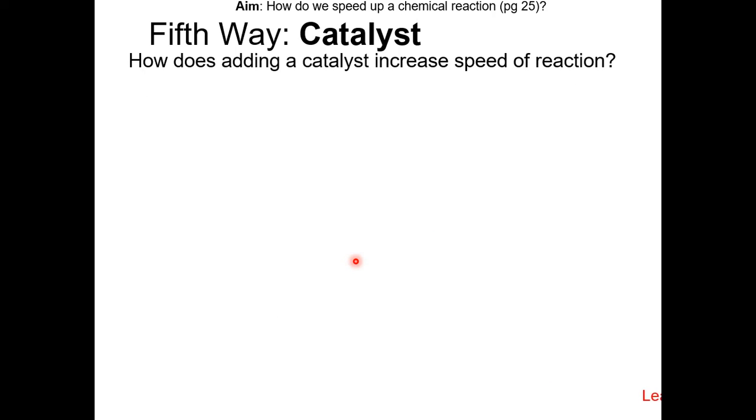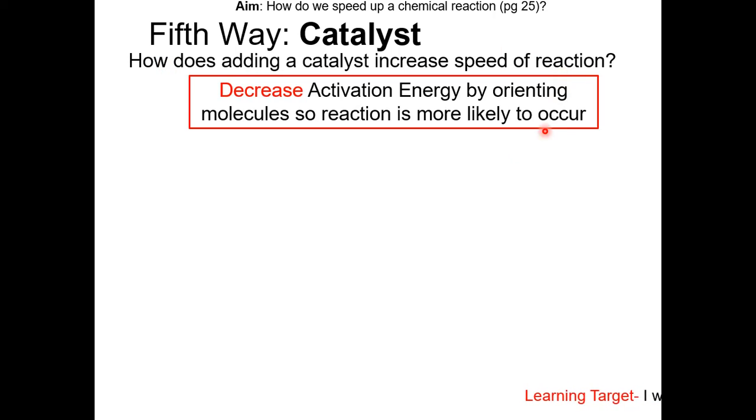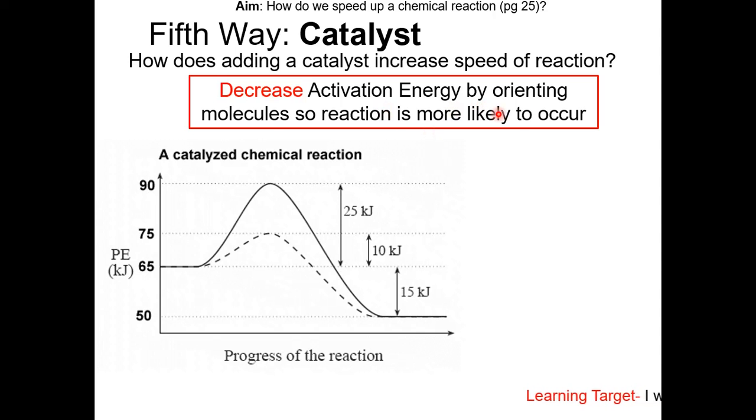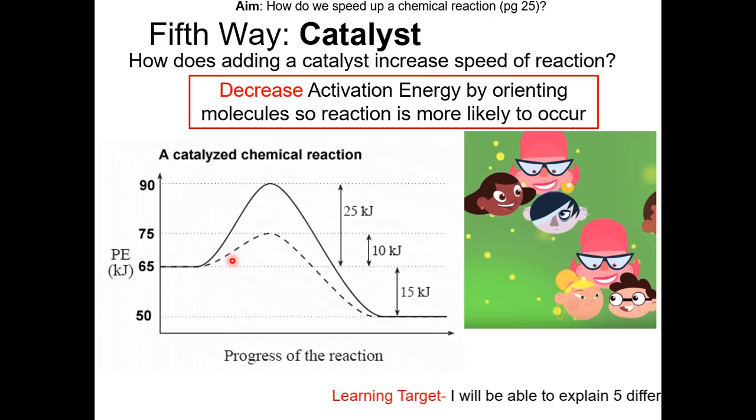The fifth and last way to speed up a chemical reaction is a catalyst. How does adding a catalyst increase the speed of reaction? Adding a catalyst decreases the activation energy by orienting the molecules so the reaction is more likely to occur. As you can see from this potential energy diagram, when you add a catalyst, the activation energy decreases.